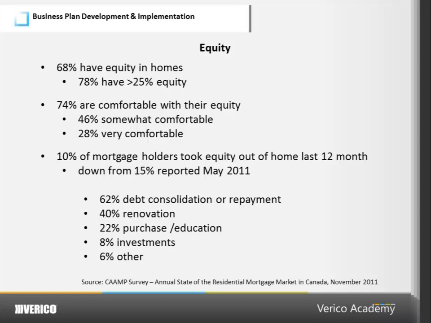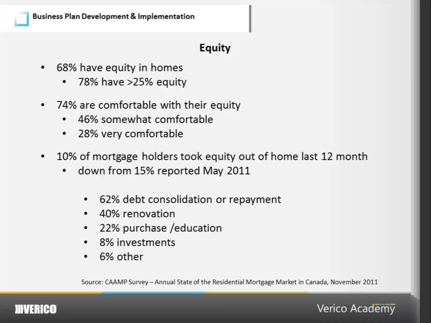10% of mortgage holders took equity out of their home in the last 12 months, and this is down from 15%, which is reported in May of 2011. In the refinances that were done last year, 62% were debt consolidation or repayment, 40% were renovations, 22% purchase of another home or another property, and education. 8% were for investments, and 6% were from others.